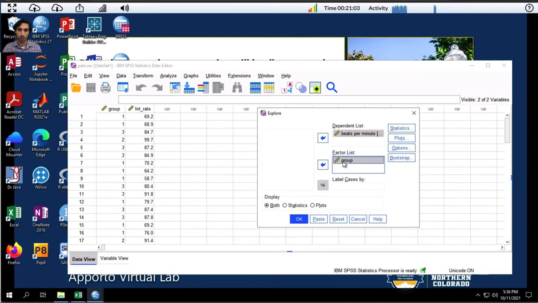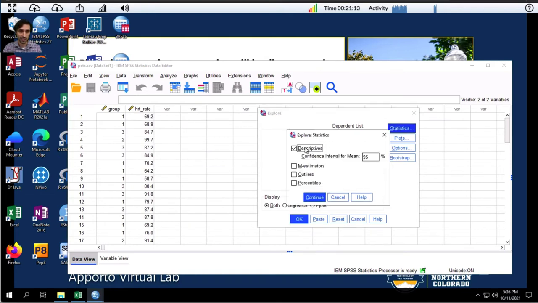So this is where there's 3 different groups, right? We have 1, 2, and 3, and here's their heart rates. So this is what's at the top here on the dependent list, and this is our group. All right, so I'm going to go to Statistics. Let's just check outliers, because remember, there shouldn't be any outliers, right?